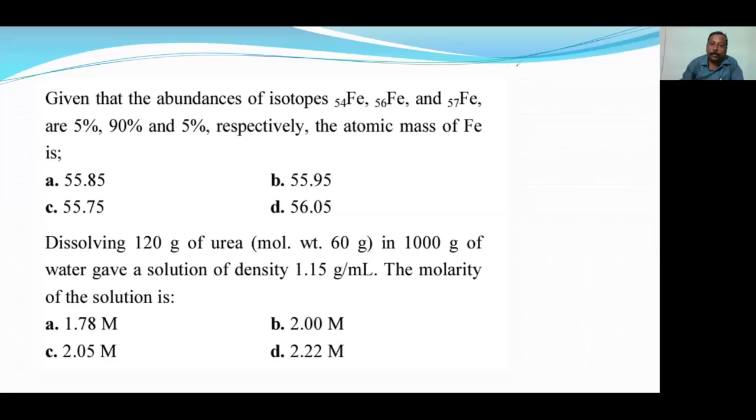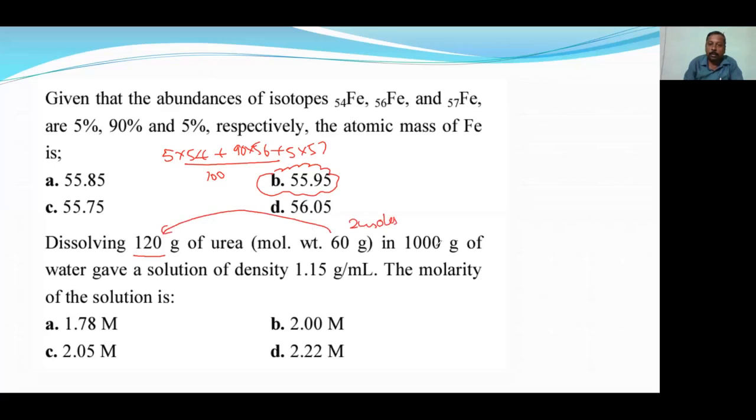Here we have to use 5 into 54, 90 into 56 plus 5 into 57, divided by 100. So simple, if you do that, then you will get 55.95.